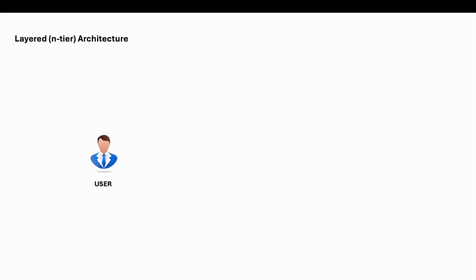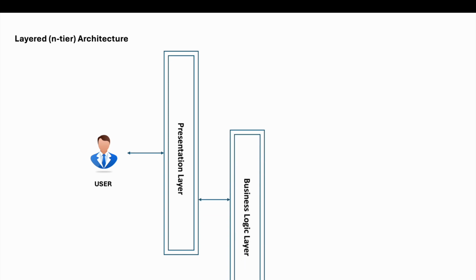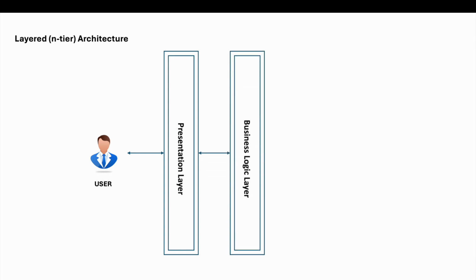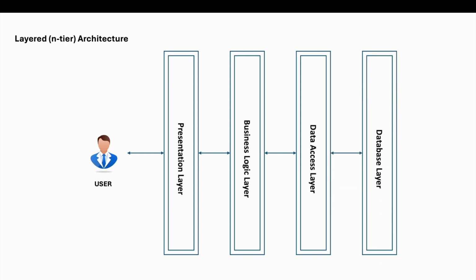Now, let's say, for example, a user, how would they interact with a layered architecture? The first layer that it interacts with is the presentation layer, which manages user interface and browser communication logic. Next is the business logic layer, which handles data validation, business rules, and task performance. Then we have the data access layer, which manages data persistence and storage. And finally, the database layer stores data in relational or NoSQL database systems.